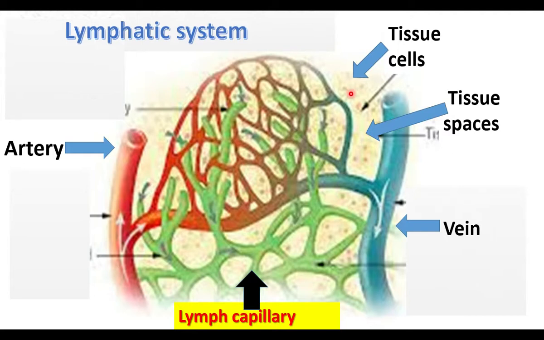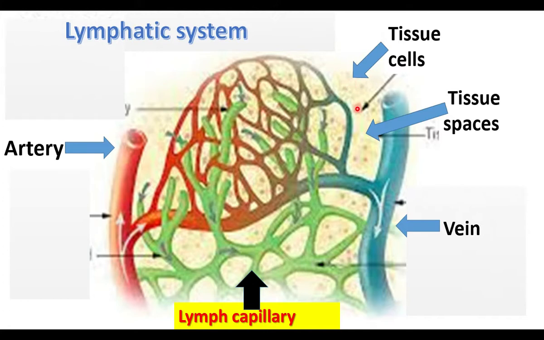What is lymph? Lymph is a colorless fluid. It stays in tissue space. It contains plasma of blood, WBCs, nutrients, oxygen and some metabolic waste materials. And this lymph supplies nutrients to the areas where blood vessels cannot go. Blood vessels cannot reach all the cells. In those areas, the lymph supplies nutrients and oxygen.